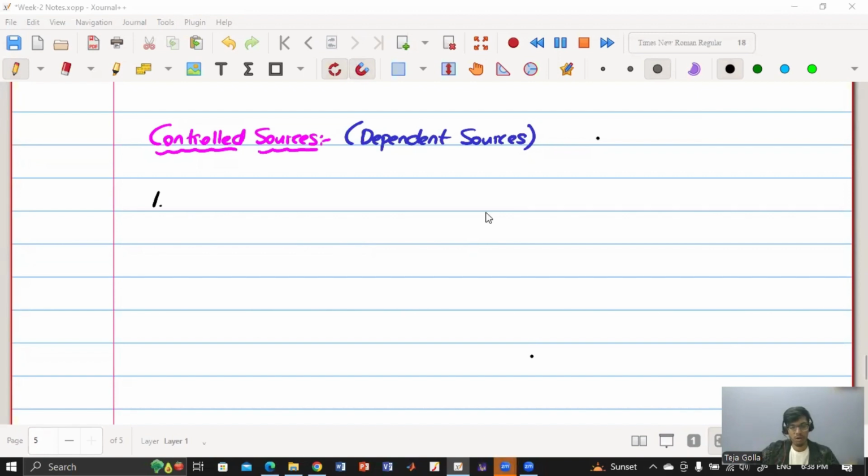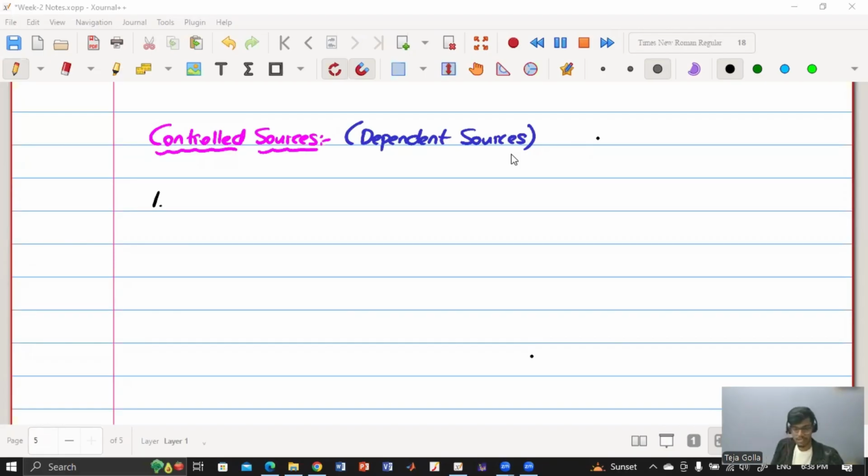Sir, what can we do by control sources? So basically, one biggest application of control sources is BJTs and MOSFETs, where you can vary something depending on the current and voltage of something else. The control source can be either a voltage source or a current source.